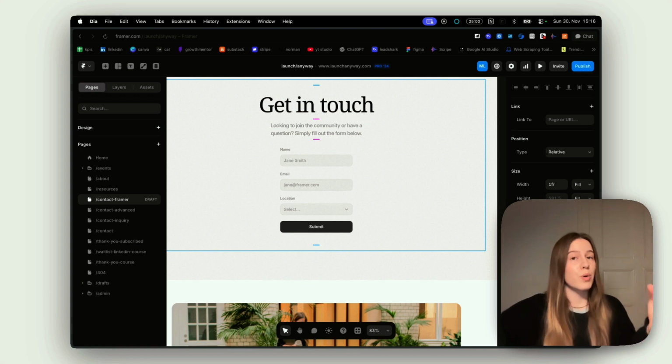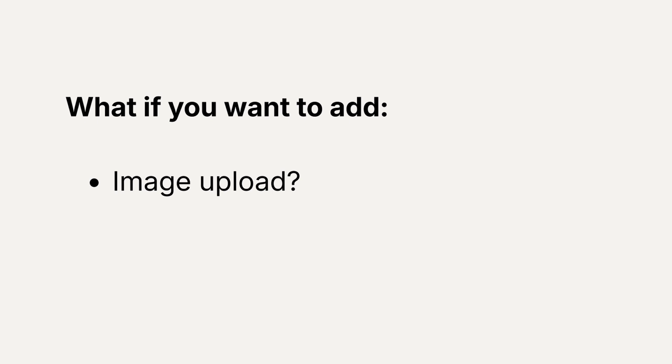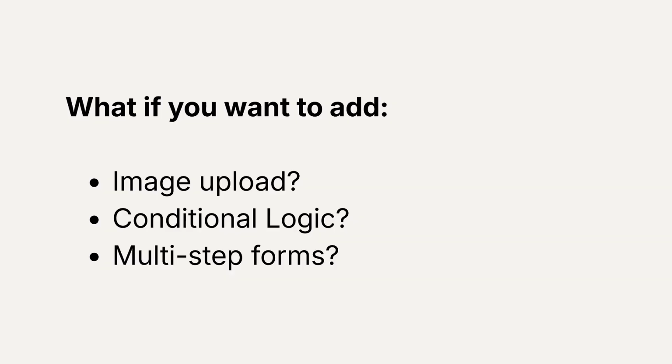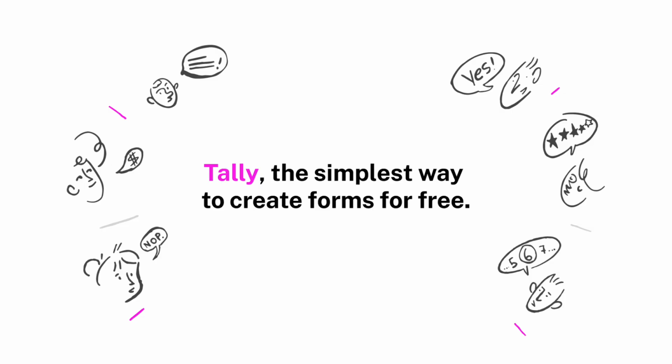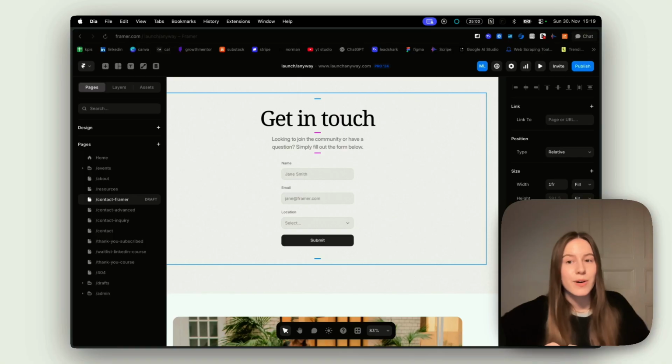So you can build a simple form, but this is where Framer's native form building functionality ends. But what if you need multi-step forms? What if you need people to upload an image? What if you need conditional logic where different questions are shown based on the answers? Then you cannot do it with the native Framer form builder. But thankfully there is a free form builder called Tally Forms that integrates with Framer and lets you do all that. So let me show you.